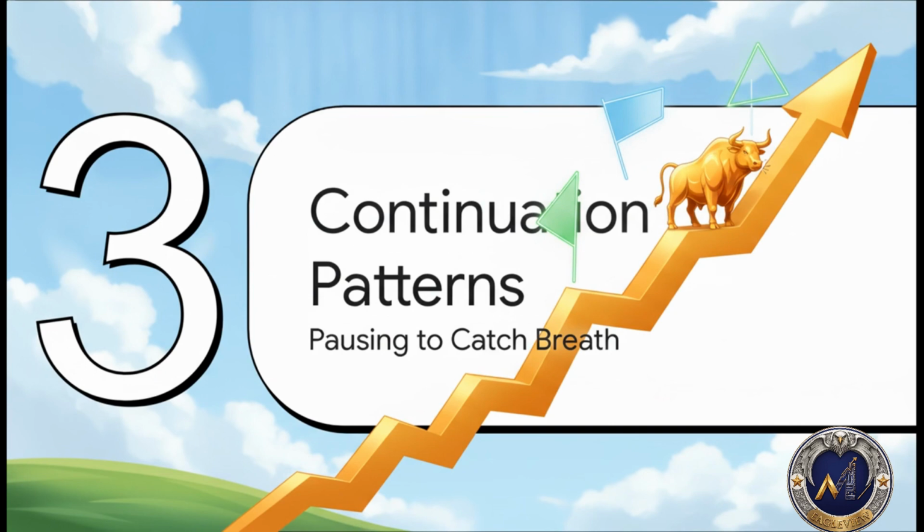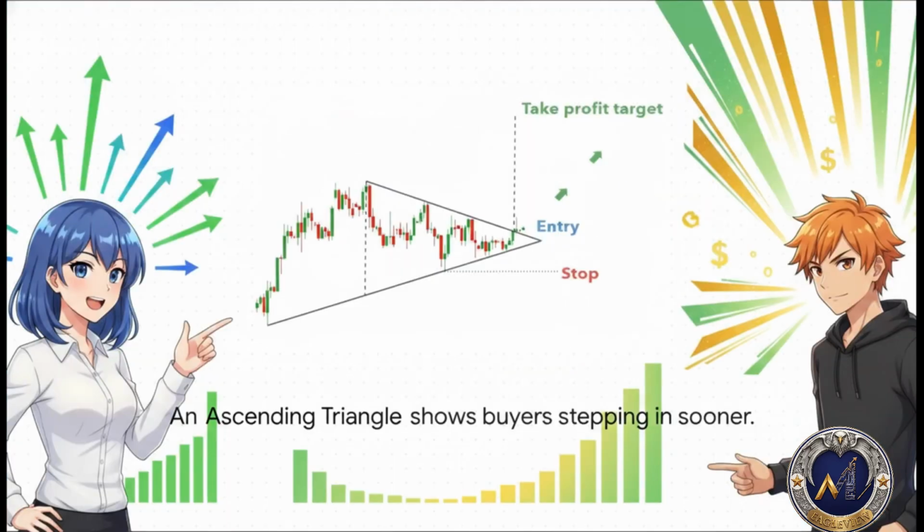Because sometimes a strong trend just needs to pause and catch its breath. Take the classic ascending triangle. Notice how the price highs keep hitting a flat resistance level, but the lows are getting higher and higher. The buyers are stepping in sooner and sooner each time. What you absolutely want to watch for here is the trading volume. The volume actually declines as the triangle forms, but brilliantly expands the exact moment the bullish breakout occurs.